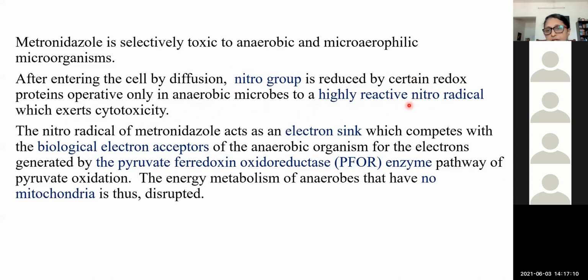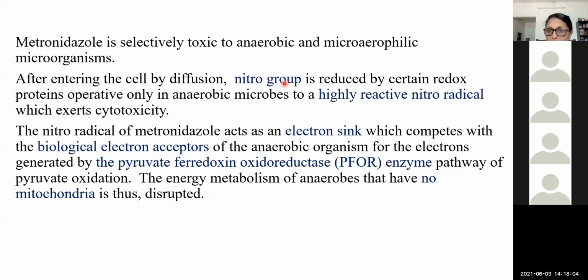Then what happens? It is converted to a highly reactive nitro radical. Now in the anaerobic organism, there is another enzyme called pyruvate ferredoxin oxidoreductase enzyme, or PFOR enzyme. This enzyme is responsible for the liberation of certain electrons in the organism. These electrons are actually needed for the energy metabolism of anaerobes. So this highly reactive nitro radical will act as an electron sink, and it will accept all the electrons that are liberated by this PFOR enzyme. So for the energy metabolism of anaerobes, there are no electrons, so they are dying.